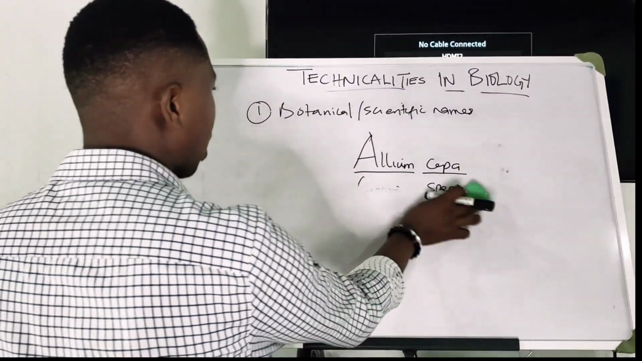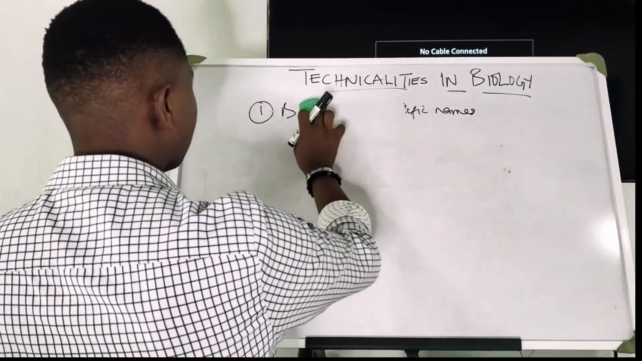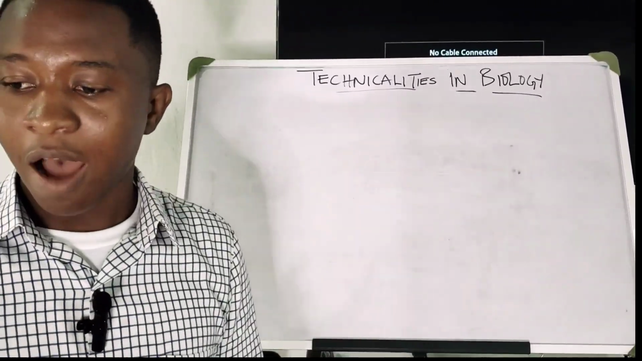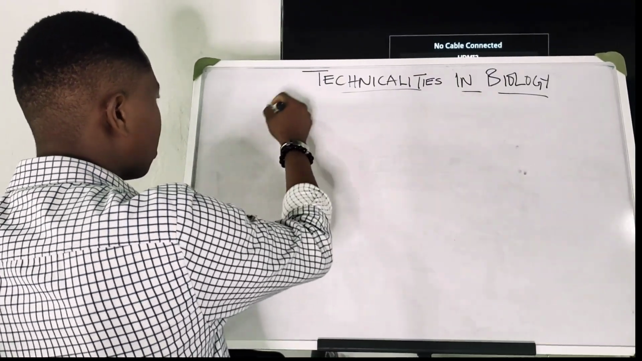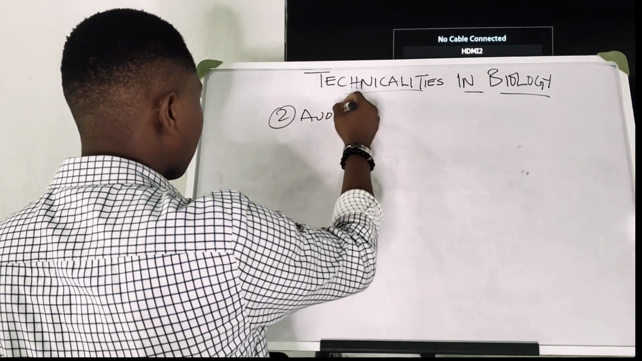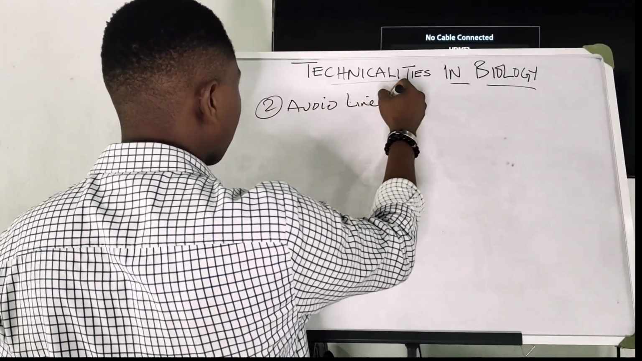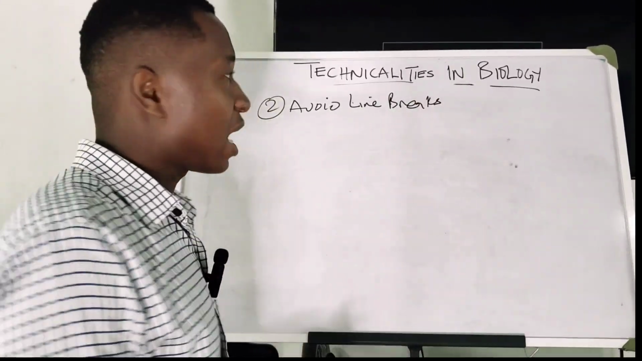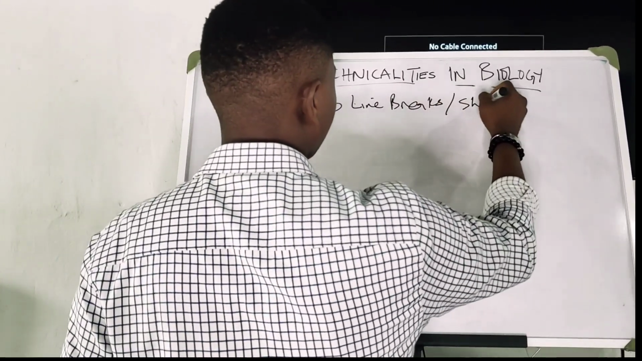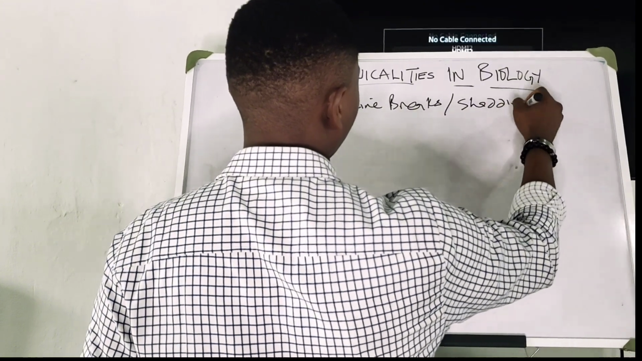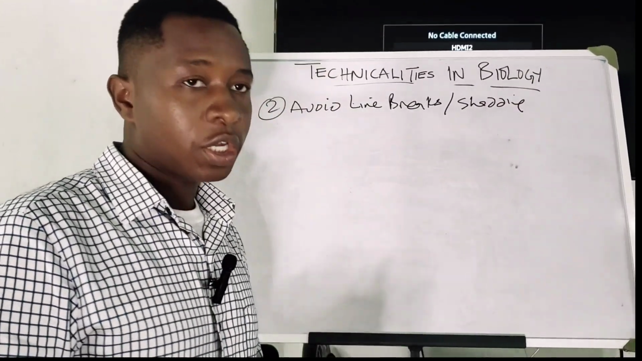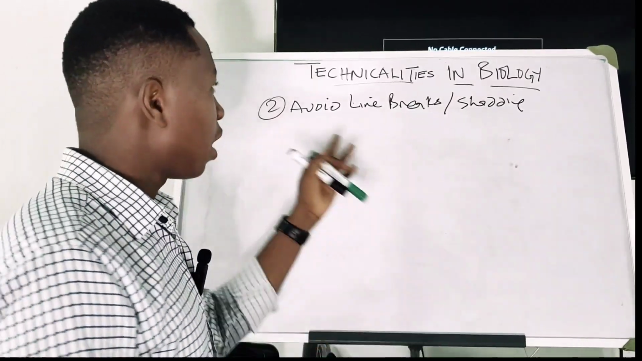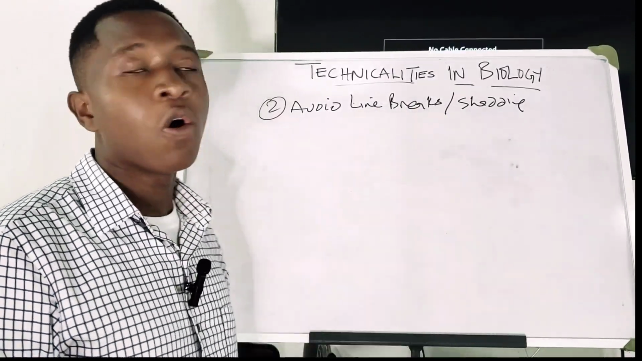The second one I'll be talking about is avoid line breaks and shading. If you shaded in biology diagrams before now, please stop it. Do not do it in WAEC, and do not break your lines.